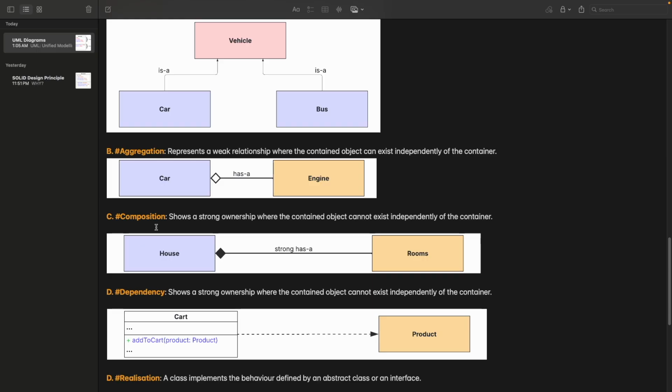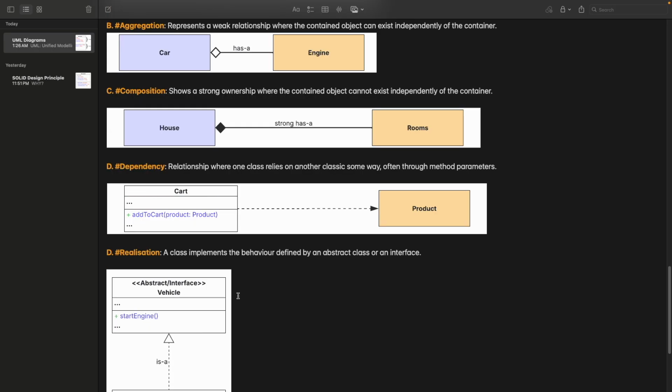Now coming to composition, it's a strong association where one object is a part of another and they cannot exist independently. There is a house and there are rooms. House cannot exist without rooms. Therefore it's a strong has-a relationship. This is represented through a filled diamond arrow.